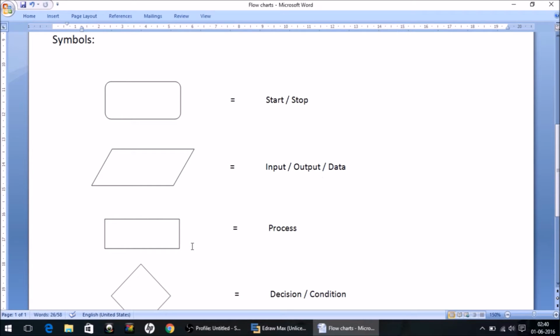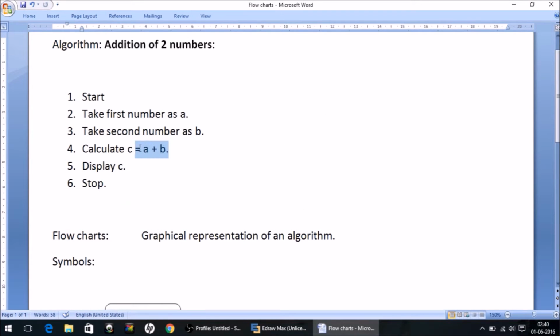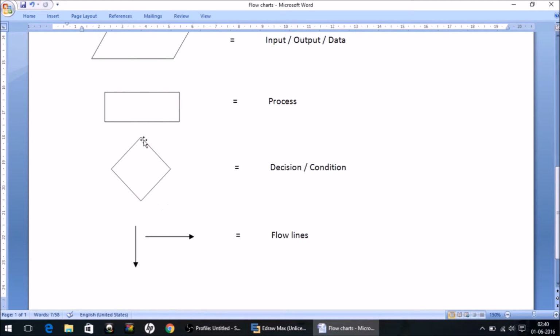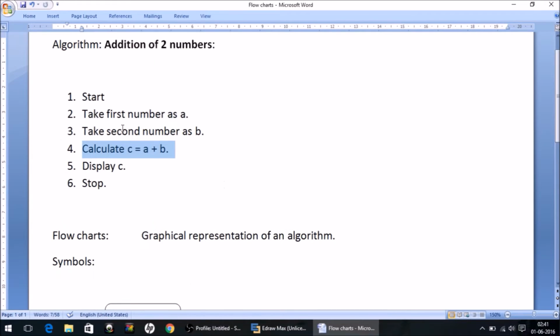The third symbol is the rectangle. It is used to indicate any process, like in the algorithm, we have this step 4. We can say it's a process. Next symbol is this diamond shape. It is called decision or simply condition. And the rest we have these connecting lines or flow lines simply to connect one shape with another. So let us see how to design a flowchart for this algorithm for getting addition of two numbers.